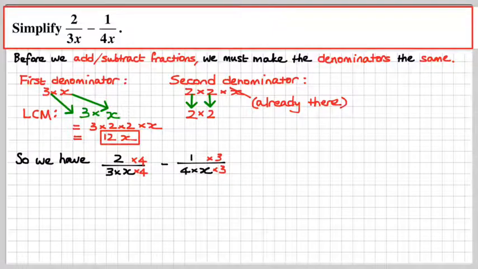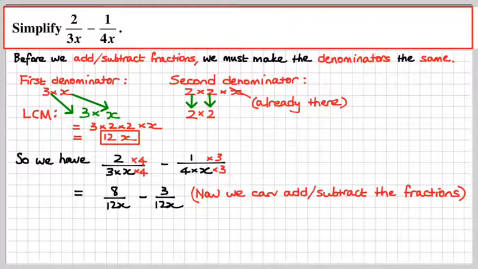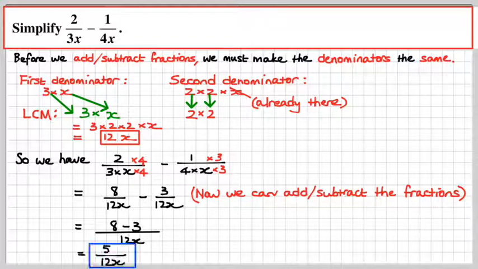Okay? Simplify, we've got 8 over 12x minus 3 over 12x. Now we can add and subtract the fractions, and we can just put it all over the one great big fraction, which is 8 minus 3 over 12x. And what's 8 minus 3? Yes, 5, to keep us alive and help us to thrive, over 12x. Yeah?